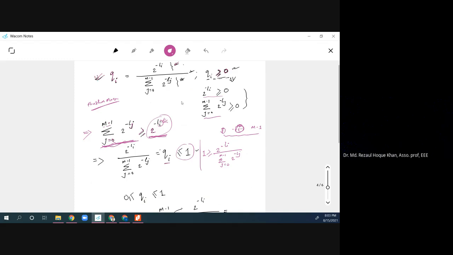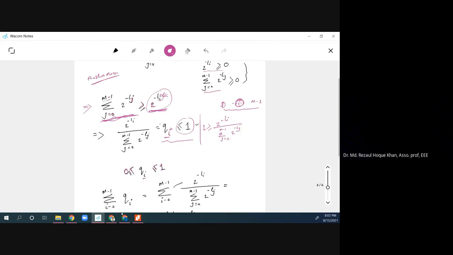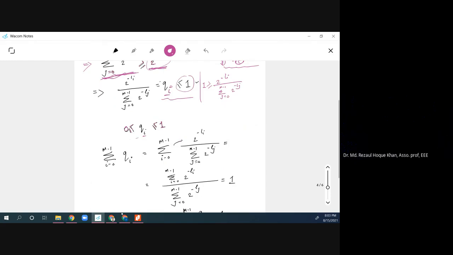From here we know this is a Q quantity, meaning Qi is actually less than 1. So we find the range of Qi. Qi has to be greater than 0 and it has to be less than 1. Okay, by this and this we actually find the range of Qi.